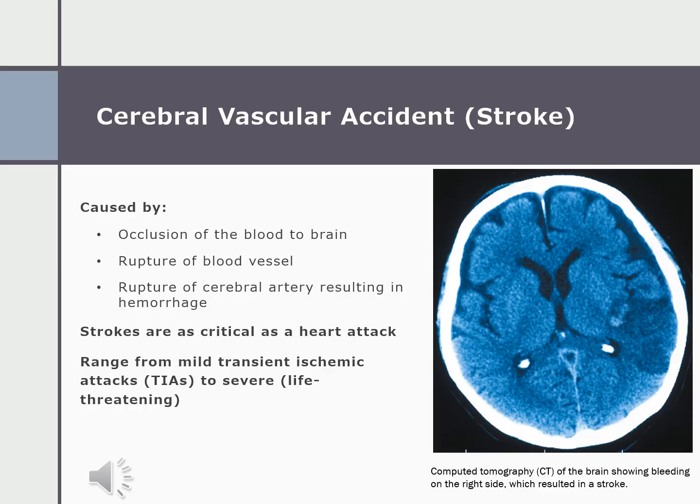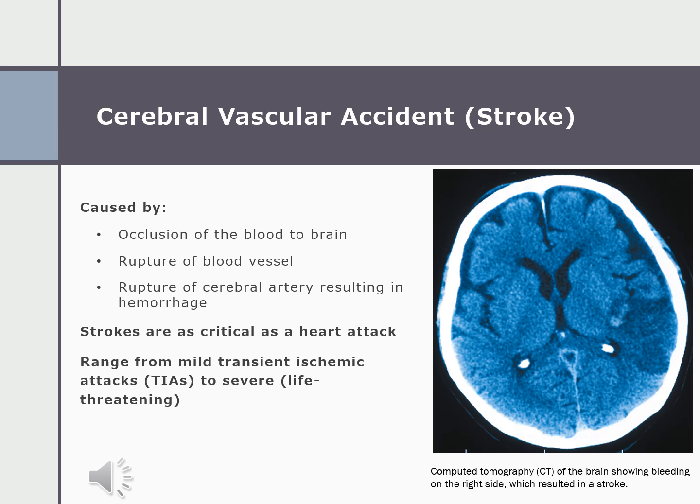Strokes, also known as CVAs or cerebral vascular accidents, or brain attacks, occur when blood flow to the brain is blocked. This is in the form of an ischemic stroke, or when a blood vessel to the brain ruptures, causing bleeding. This is in the form of a hemorrhagic stroke. These events lead to a lack of blood supply to the brain tissue, resulting in rapid and often irreversible damage within minutes.